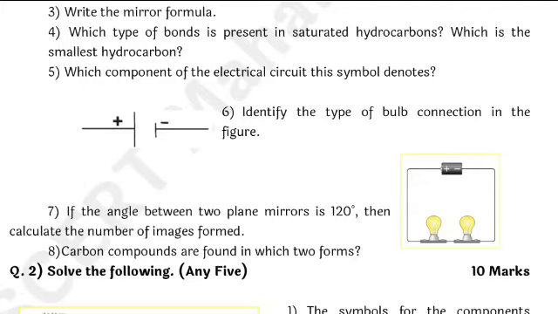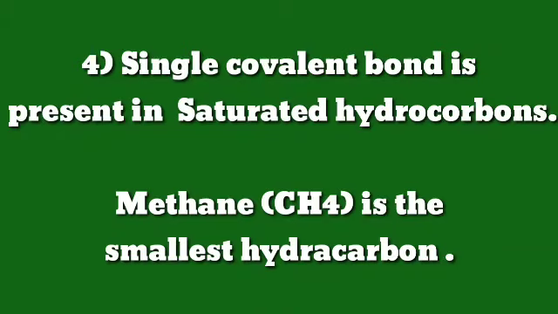Fourth, which type of bonds is present in saturated hydrocarbons? Which is the smallest hydrocarbon? Let's see the answer of this question. Single covalent bond is present in saturated hydrocarbons and methane, that is CH4, is the smallest hydrocarbon.